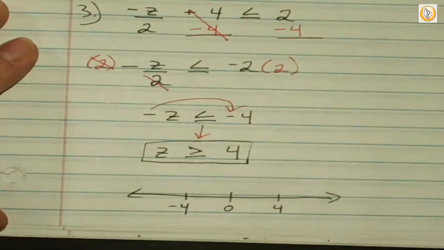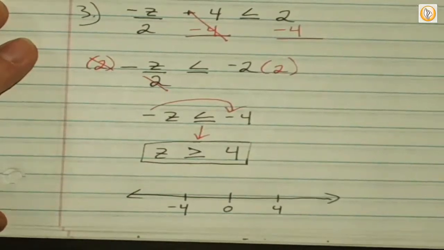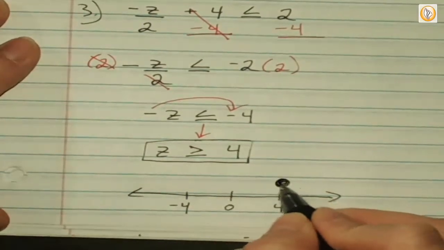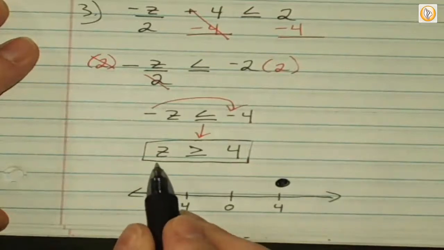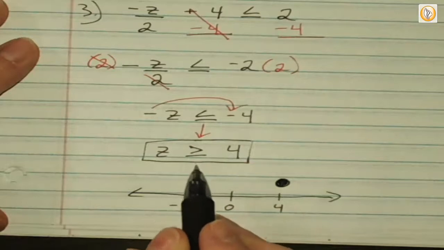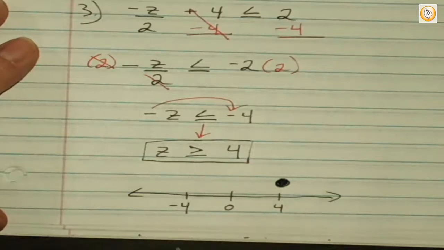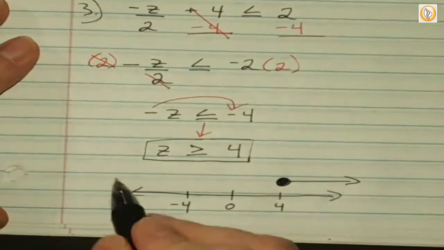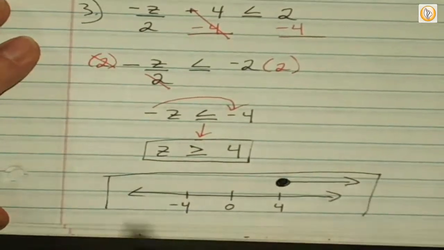If it also includes 4, closed. And that's a positive 4, so I'm putting the closed circle here. And it's saying z can be any number greater than or equal to 4. So which direction? To the right. It includes all numbers greater than 4. All right, good job.